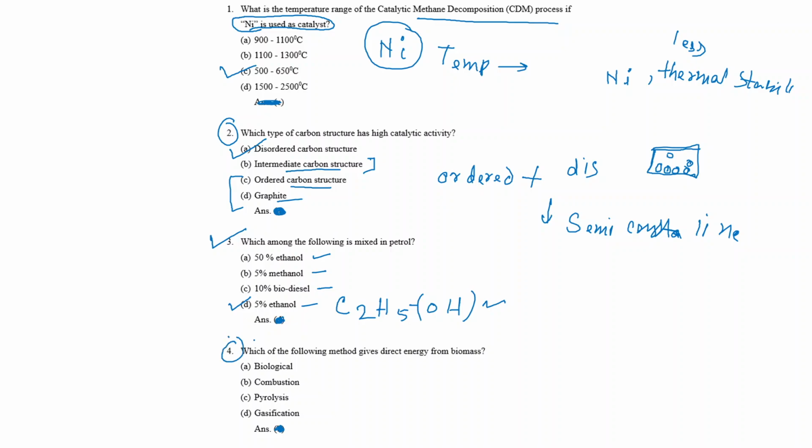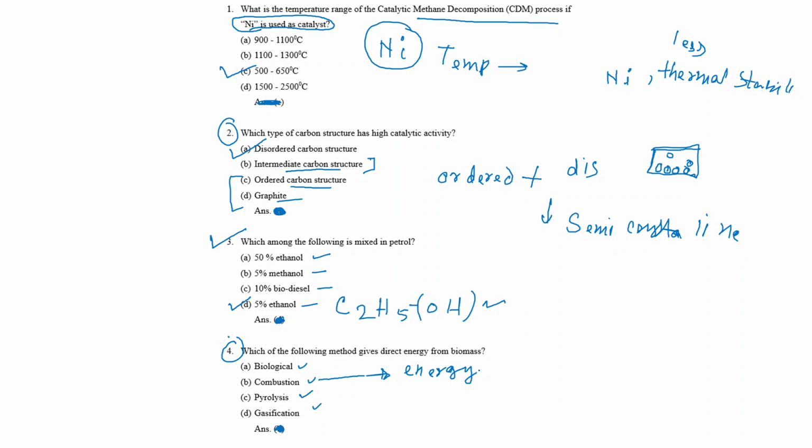Then question number 4: which of the following methods gives direct energy from biomass? Biological, combustion, pyrolysis, gasification. Combustion. Why combustion? Direct burn and we get the energy. Combustion is done in the presence of oxygen, and we are getting energy. We are not getting hydrogen.